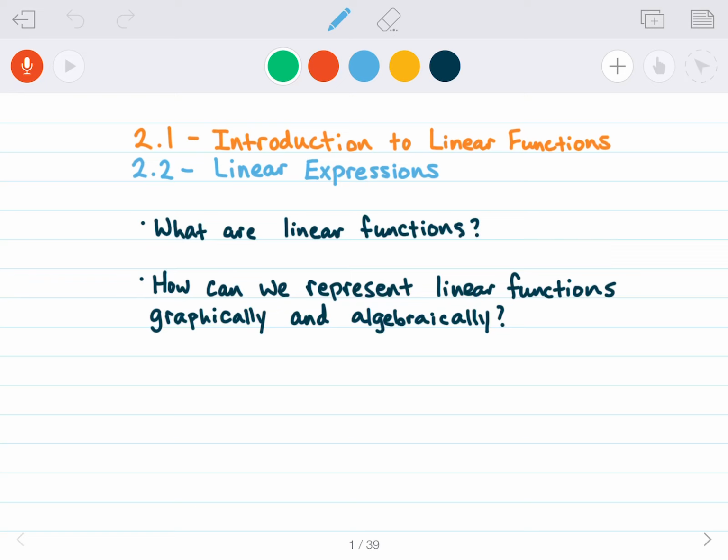Hey guys, in this video we're going to talk about Chapter 2, Section 1 and Chapter 2, Section 2. These two sections are going to be all about linear functions.